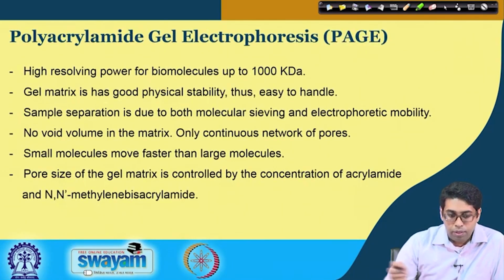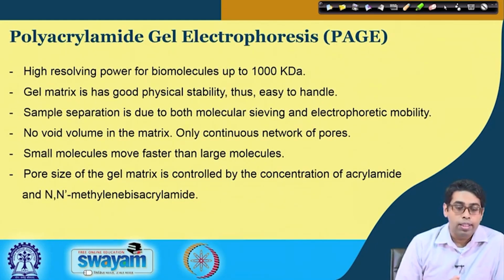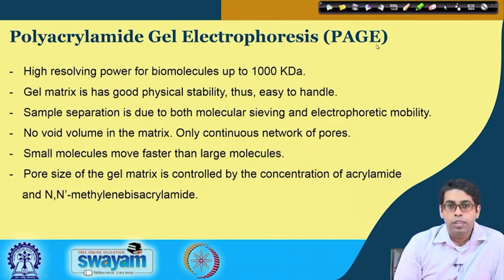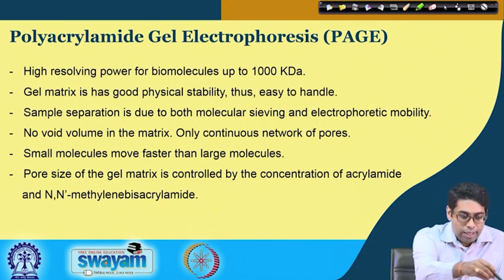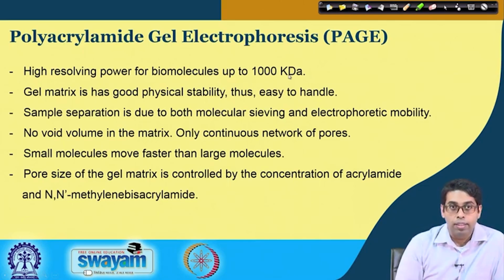So, the first gel electrophoresis that I am going to talk about is polyacrylamide gel electrophoresis, or in short it is called PAGE. Okay. So, this gel has smaller pore size compared to the other one, the agarose gel, and hence it has a very high resolving power for biomolecules up to 1000 kilodaltons. If the biomolecule is bigger than this, then we will have to switch over to agarose gel.